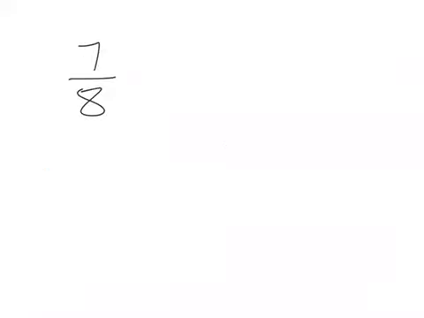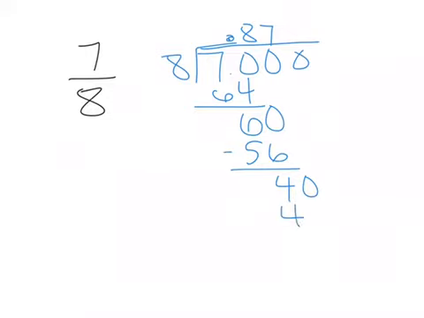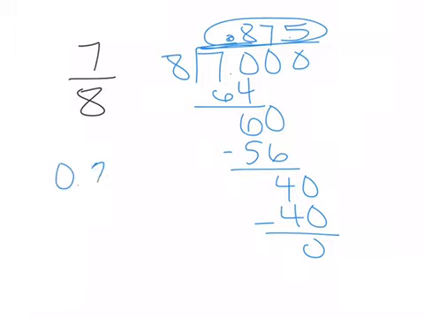So let's try this next one, 7 eighths. 7's going to go in the house, 8's on the outside. Bring your decimal up and your 0. It's going to go in 8 times, which would be 64. Sorry about the dog. And bring down your 0. 8 goes into 60, 7 times, and that's 56. 4 left over. Add another 0. That's going to go in evenly with 40, 5 times. There we go. So it's 875 thousandths. We're going to move our decimal back twice, so we get 87.5%.